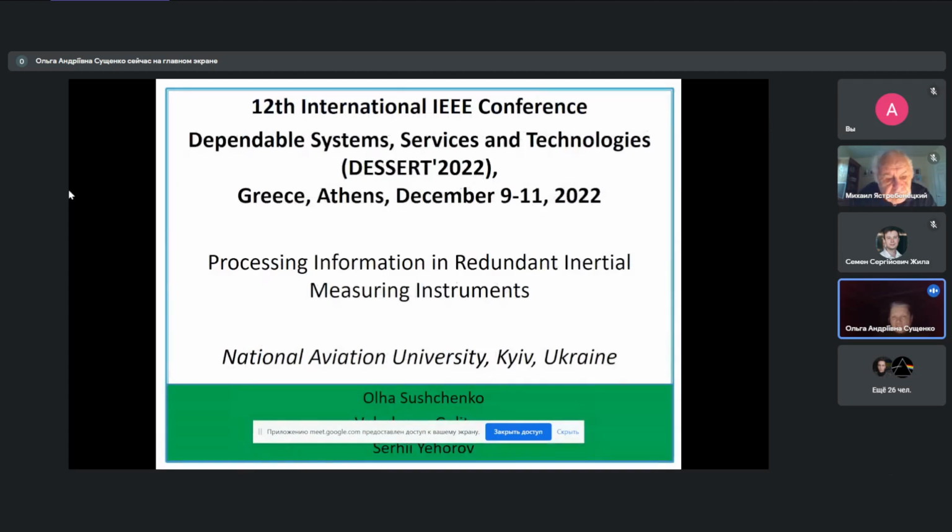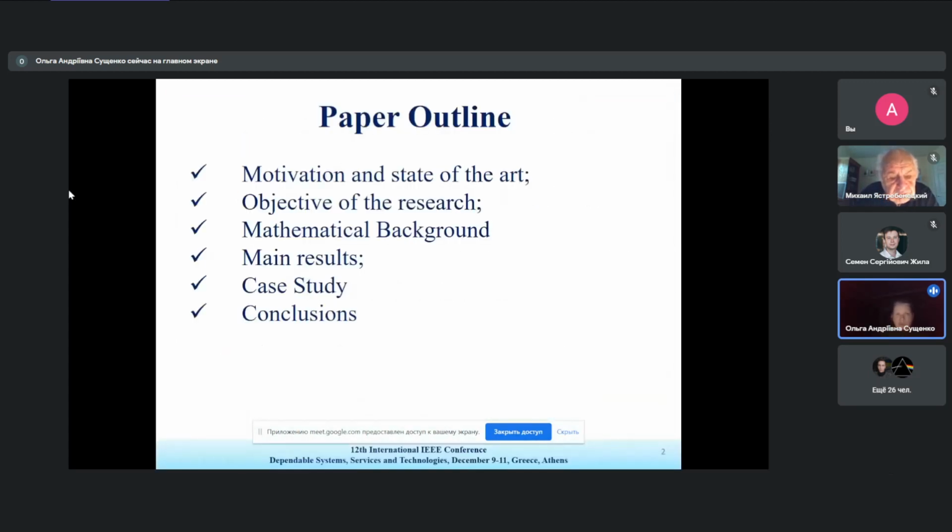Processing information in the redundant inertial measuring instruments. Paper outline: motivation and state-of-the-art, objective of the research, mathematical background, main results, case study, conclusions.